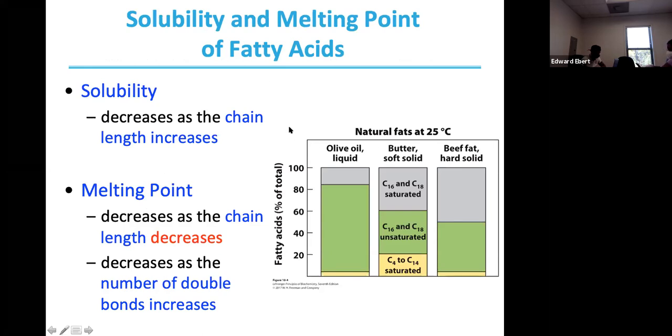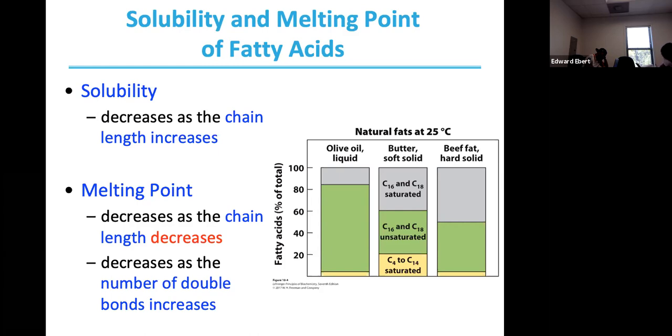When we look at fatty acids, shorter fatty acids with that carboxylic acid group can be soluble in water. But the longer that chain is, the longer the tail region is, the less soluble they become. Our melting point will decrease as the chain length decreases too. So the shorter the chain, the easier it is to break them apart.